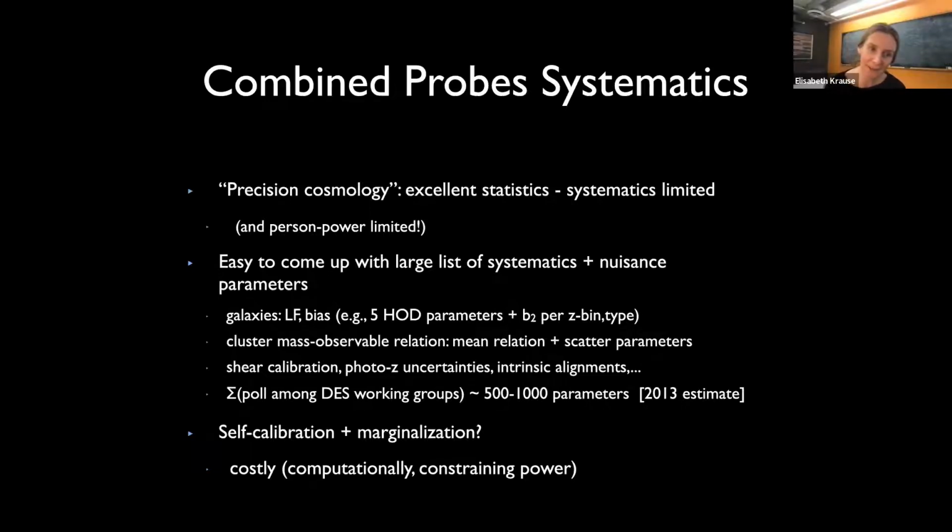But the important point is that when we first did this exercise, people came up with a list of 500 to 1,000 parameters. And I told you on slide 1 that we are after about 6 parameters characterizing the lambda CDM model. So that's not a good situation to be in. One could try to self-calibrate and marginalize all these suggestions, but it would be costly, both computationally and in terms of constraining power. So we'll need to be systematic about systematics.